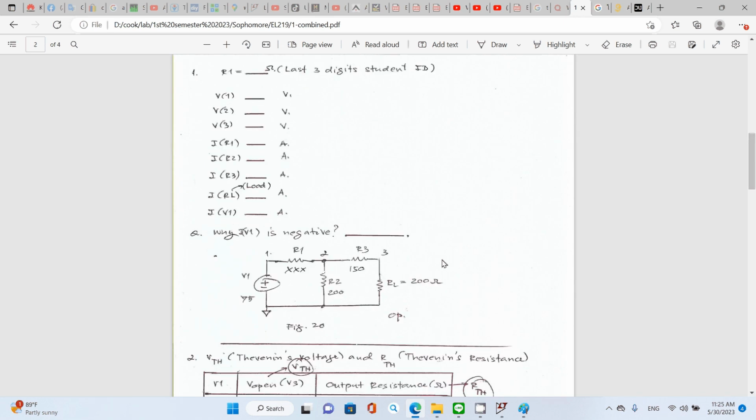Now the lab procedures. The first one, they ask you to record V1, V2, V3, IR1, IR2, IR3, IRL, which is the load, and IV1, that's the current flowing through the supply voltage. And for R1, students have different values of R1. You apply the last 3 digits of your student ID.